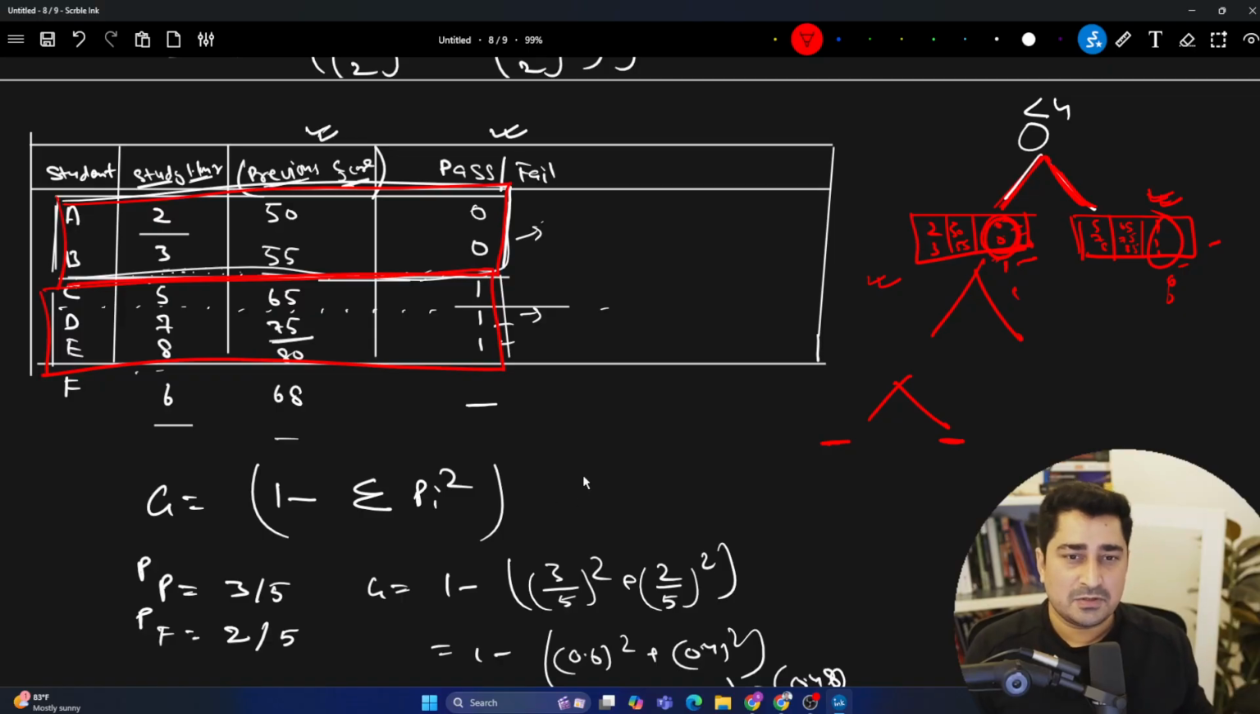So what about the Gini initial? The Gini initial was 0.48, right? It says that there is impurity in the data. For example, if I had given you a data set where I have just 0, 0, 0, 0, 0, 0, will you go and create the tree even in that situation?